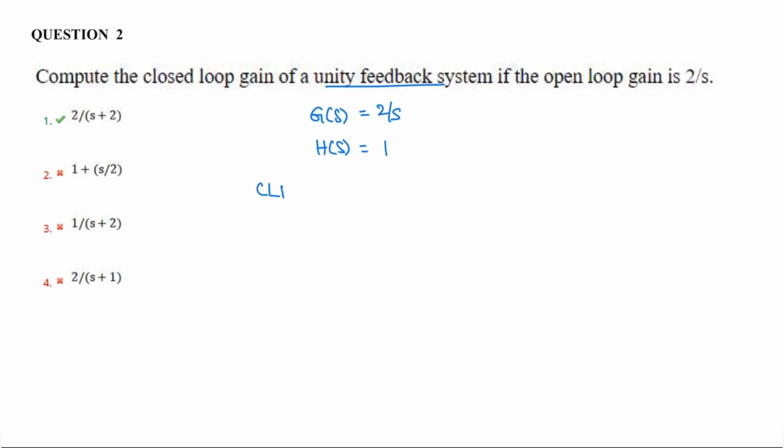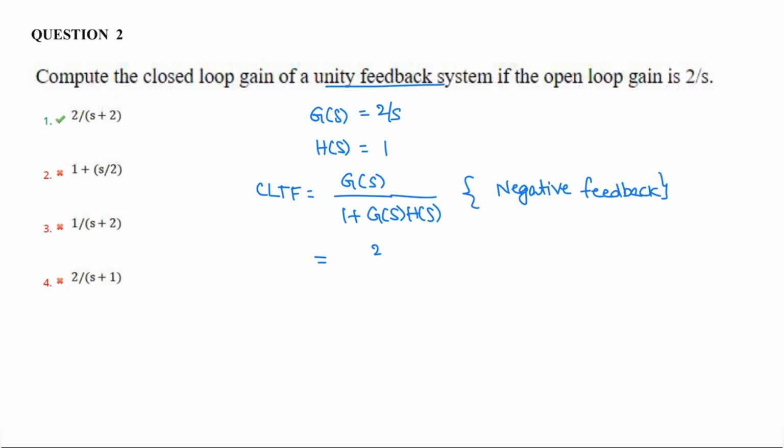From this, closed loop transfer function is G of s by 1 plus G of s H of s. So here we assume negative feedback system. The type of feedback is not mentioned, so consider negative feedback to solve this problem. Now G of s is 2 by s, 1 plus G of s H of s is 2 by s into 1, so that is 2 by s plus 2. So correct option is 1.